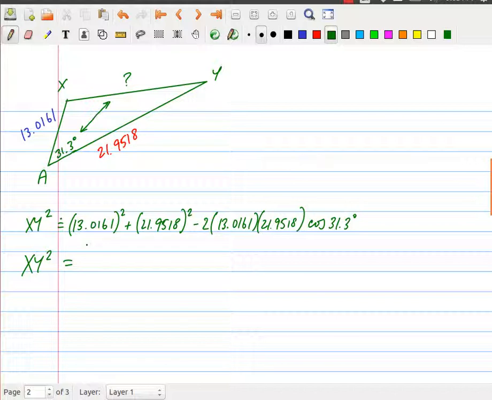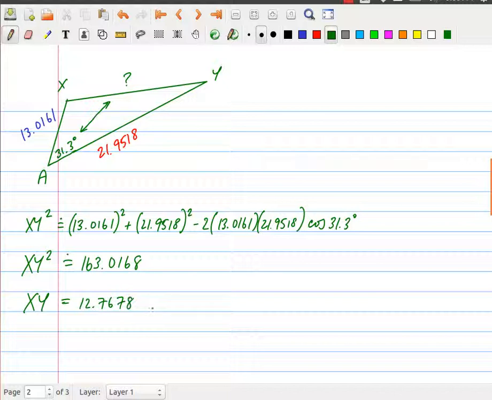So 13.0161 and square that, plus 21.9518, square that, minus 2 times 13.0161 times 21.9518 times the cosine of 31.3. And I ended up getting for that 163.0168. Now in this case, I'm not going to bother using this rounded value. I'm going to keep all those digits in my calculator, and from there I take the square root of both sides, and so the square root of that answer is equal to 12.7678.